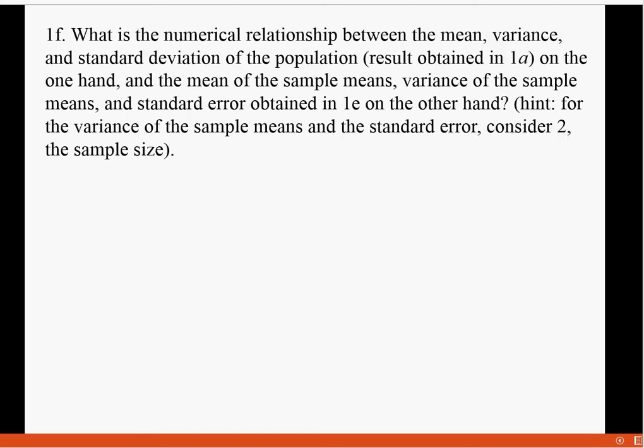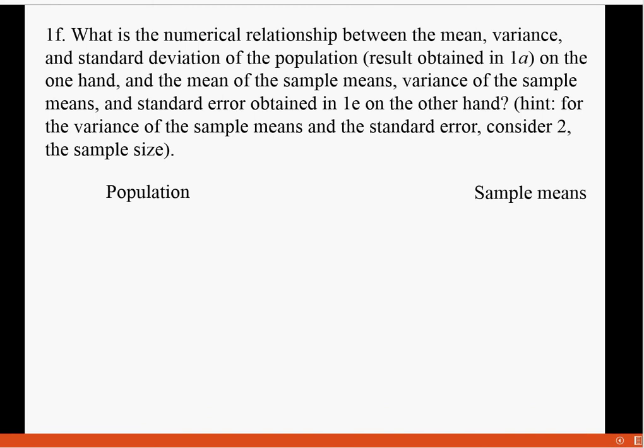Now it comes to a very important part. What is the numerical relationship between the mean, variance, and standard deviation of the population? These are the results you obtained in question 1A, on the one hand, and the mean of the sample means, variance of the sample means, and the standard error obtained in question 1E on the other hand. Now let's slow down to look at this relationship between these two sets of values, population and sample means.